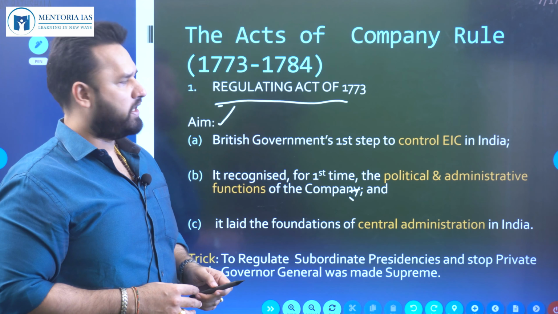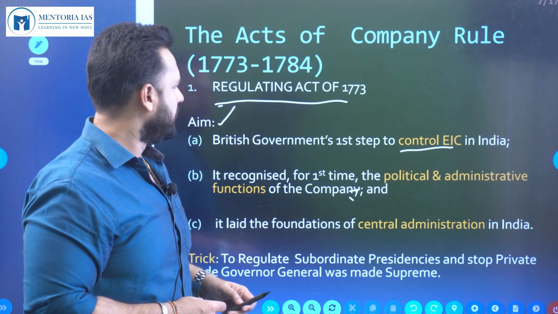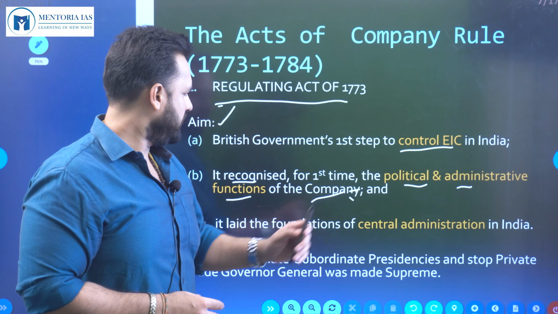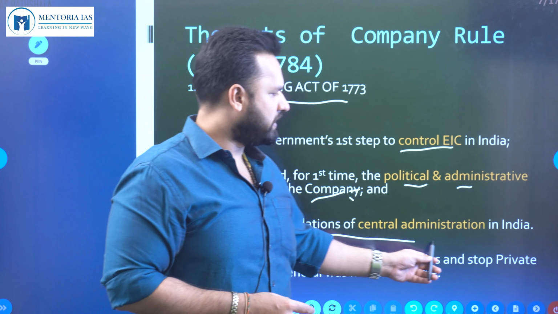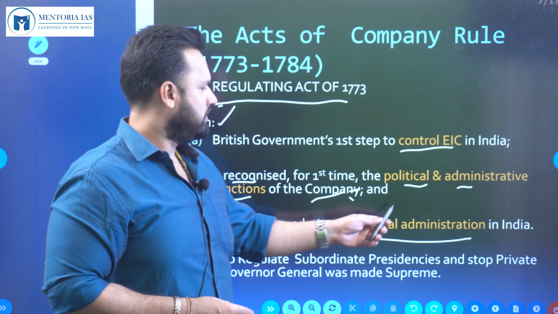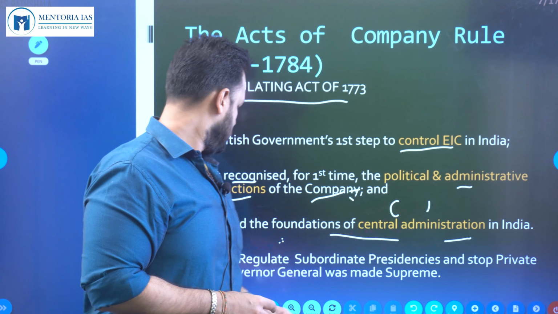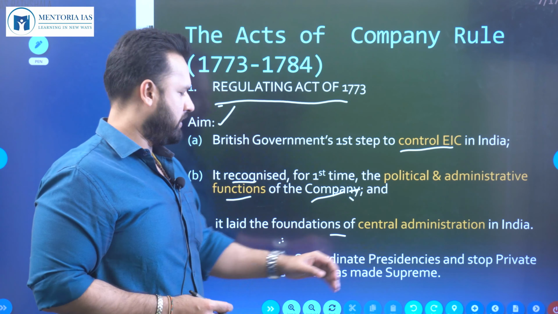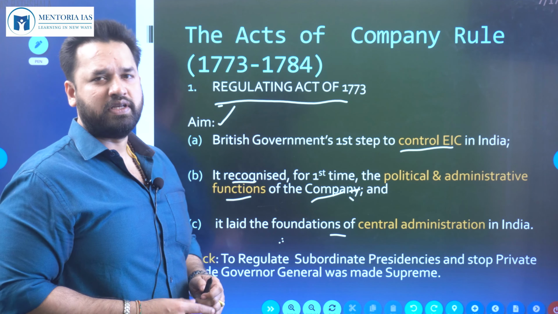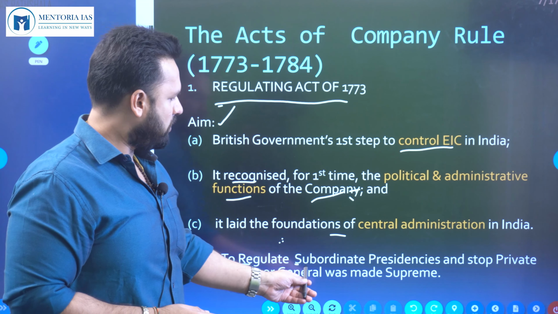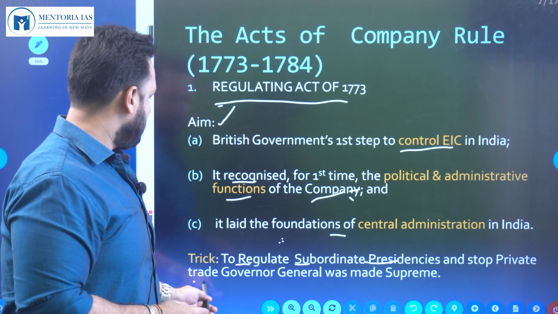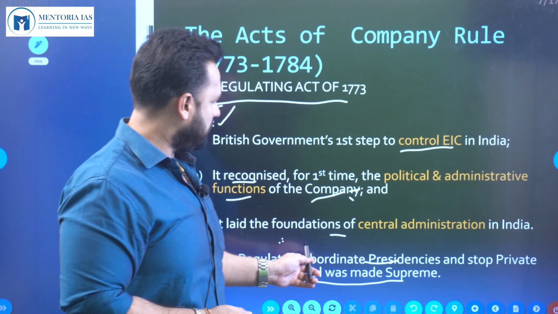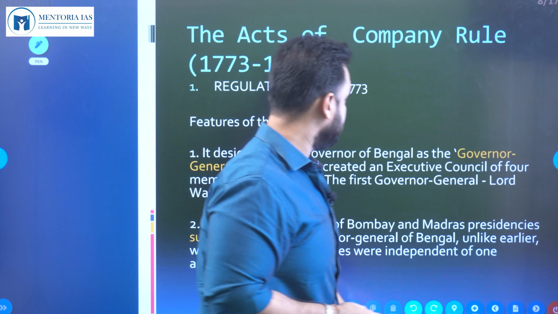So what is the aim of this act? To control the East India Company and to recognize the political and administrative functions of East India Company, and it laid down the foundations of central administration. How did we lay down? Through the Governor General, or by giving more powers to the Governor of Bengal, making him Governor General. Okay, the trick to remember this act is to regulate subordinate presidencies and stop private trade. Governor General was made supreme.